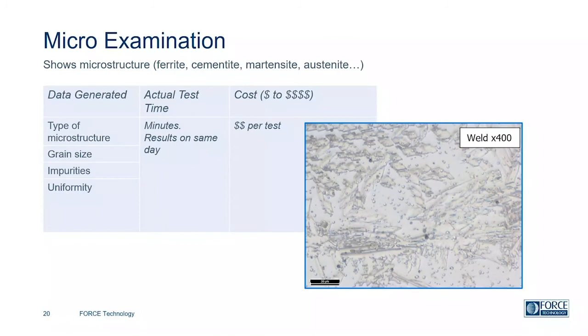Next one is the micro examination. There, the intention is to show us the microstructure, whether ferrite, cementite, martensite, austenite. It's a similar idea to the macro test, but now we use the microscope and we look even deeper, even further into the welded sample. The results can be given on the same day, and can be known pretty quickly. The data generated includes the type of microstructure, the grain size, the impurities, the uniformity of the structure, and it can also tell us whether we have carbon steel, martensitic steel, or austenitic steel. It can tell us more about the internal structure on a micro scale.